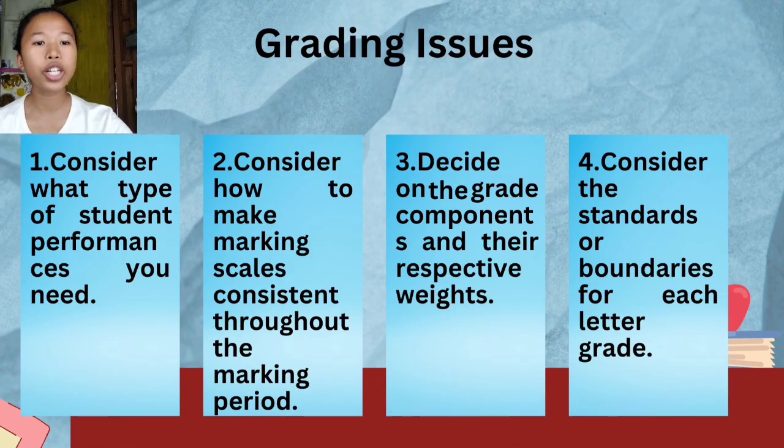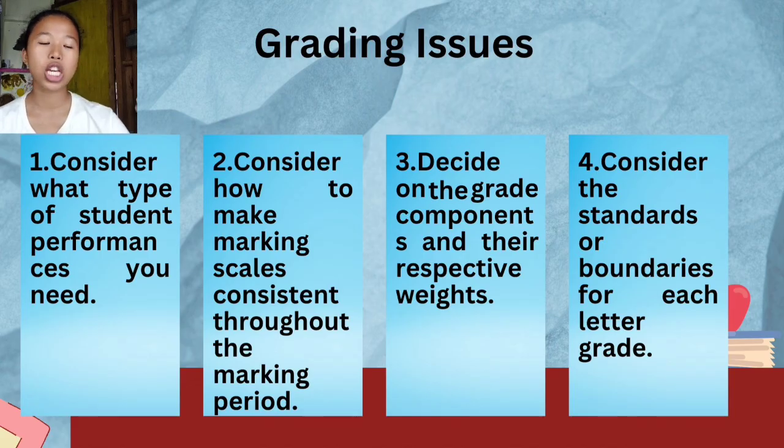For the second one, consider how to make marking scales consistent throughout the marking period. Scoring scales in assessments should be carefully chosen. Scores from different scales cannot be directly added. In the K-12 rating systems, raw scores and rubric scores are transformed to percentage scores. These are fine-grained scores that show differences in learning levels of students. The final rating may then be converted using a coarse-grained scale.